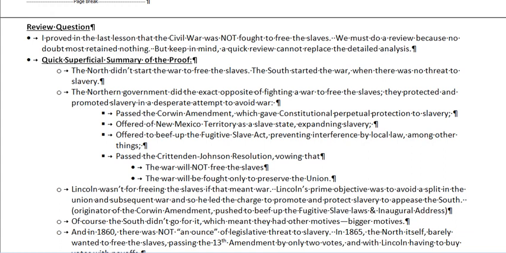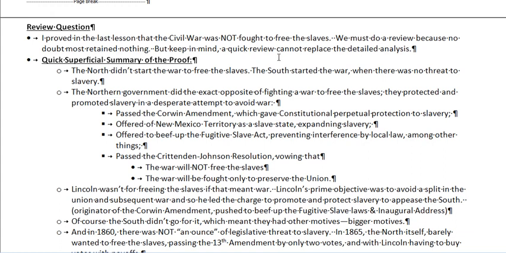Also, I want to break this up into smaller chunks. Maybe make it less exhausting for you to go through the whole lecture. All right, so this is the second lesson. The first lesson, we established that the Civil War was not fought to free the slaves.